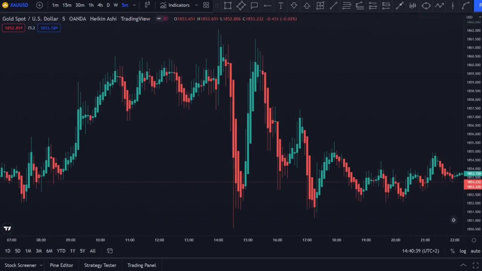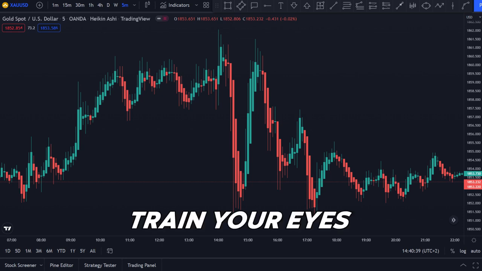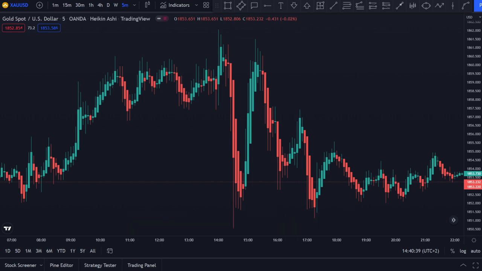Now moving to the bearish side of the strategy. But always remember that any market or chart pattern won't be clear if your eyes are not trained to be able to see them.